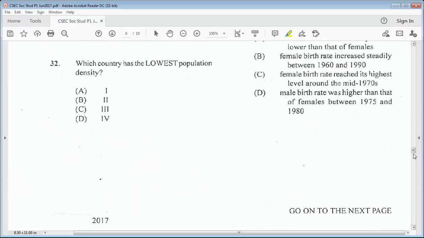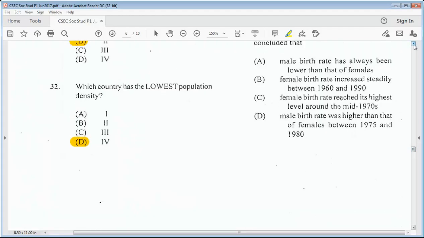Let's move on to number 32. It says, which country has the lowest population density? So our answer would be D because we got 6 for that. So D would be our answer. Let's move on to 33.